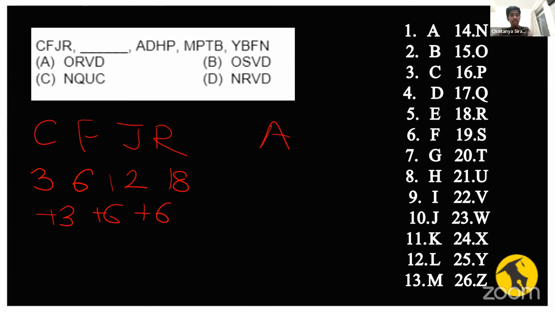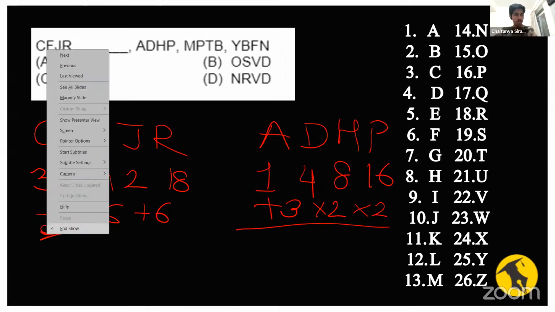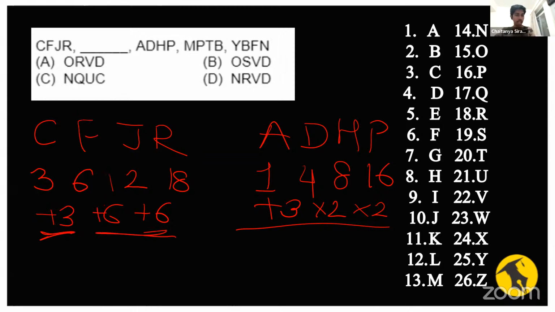All right, for A, D, H, P, A is 1, D is 4, H is how much? 8, and P is 16. So I can see this plus 3 logic is same. Here it is into 2 and then into 2. For this one, I can work this out as into 2, but I can't work this out as into 2. So that means there must be something else as well.